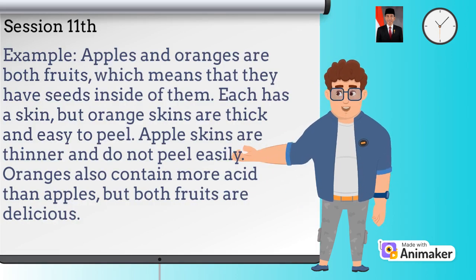Example: Apples and oranges are both fruits, which means that they have seeds inside of them. Each has a skin, but orange skins are thick and easy to peel. Apple skins are thinner and do not peel easily. Oranges also contain more acid than apples, but both fruits are delicious.